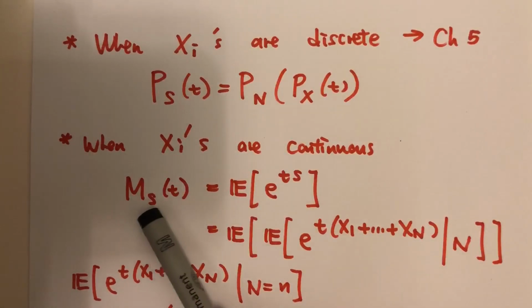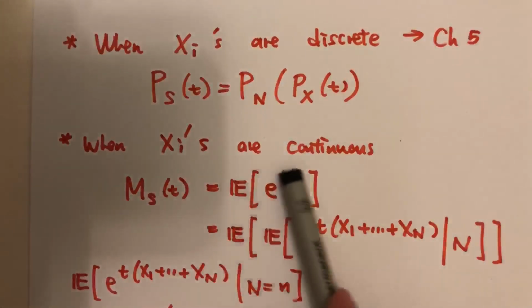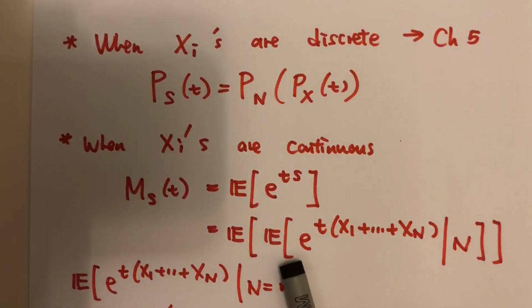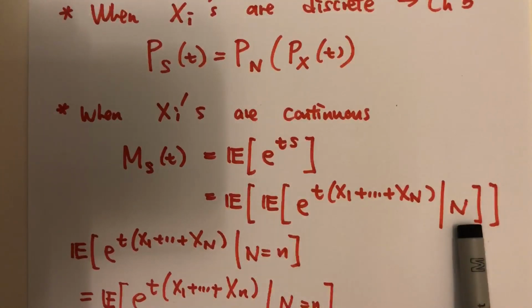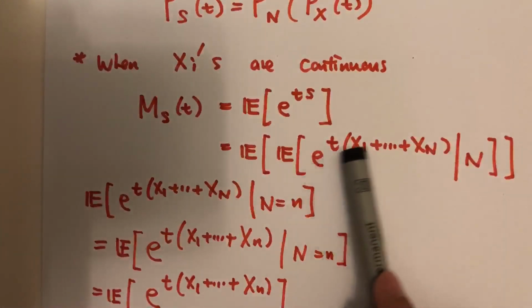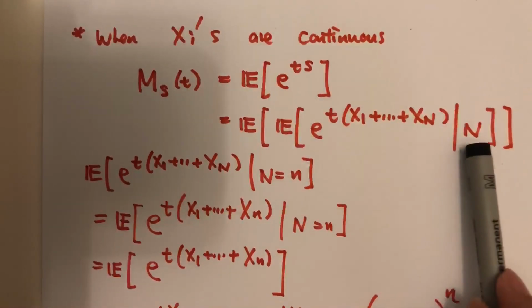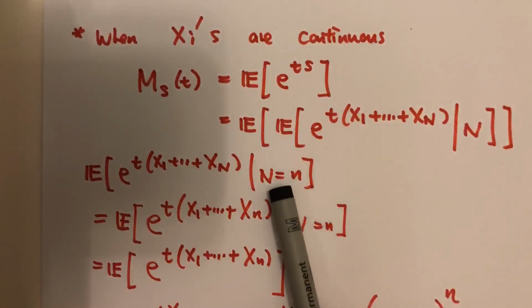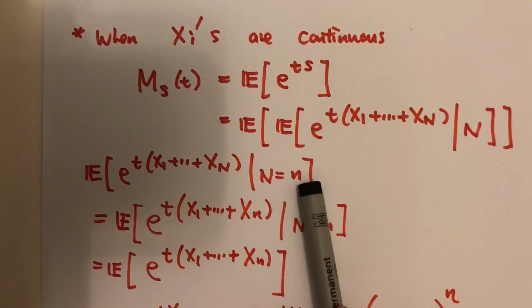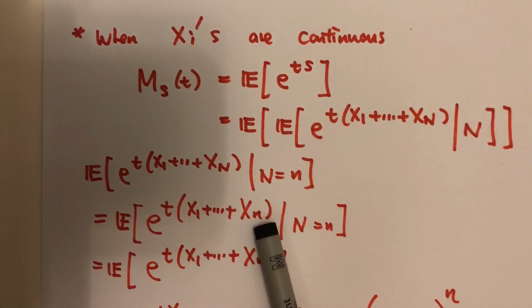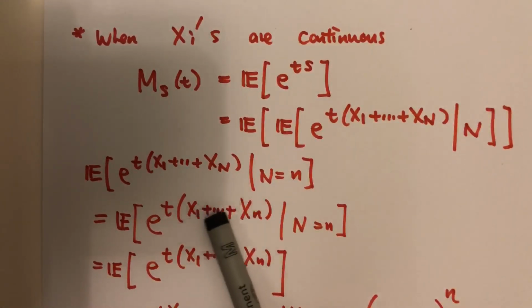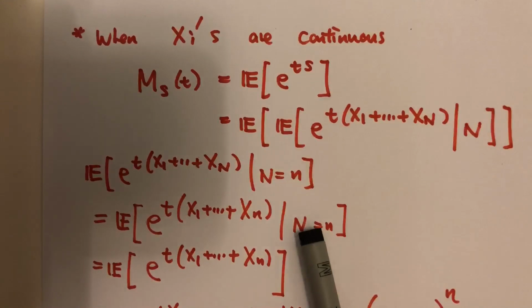So we can evaluate the MGF of S by definition like this. And then the second step is to use the double expectation formula, so we condition on N. To evaluate the inner conditional expectation, which is conditioned on the variable N, we first condition on the event N equals n. So when N is n, we can replace this capital N by small n. And now, because the X and N are independent, we can throw away this condition. So it becomes an unconditional expectation.